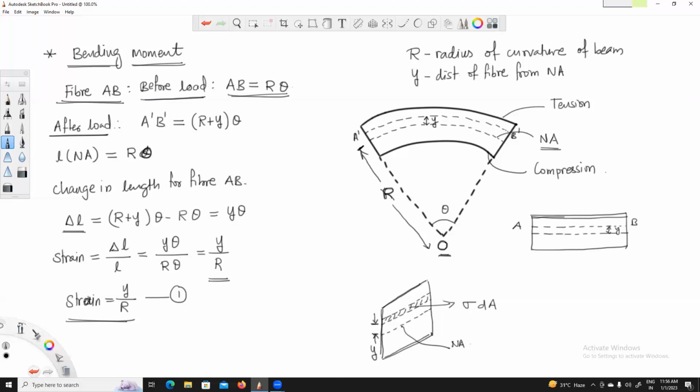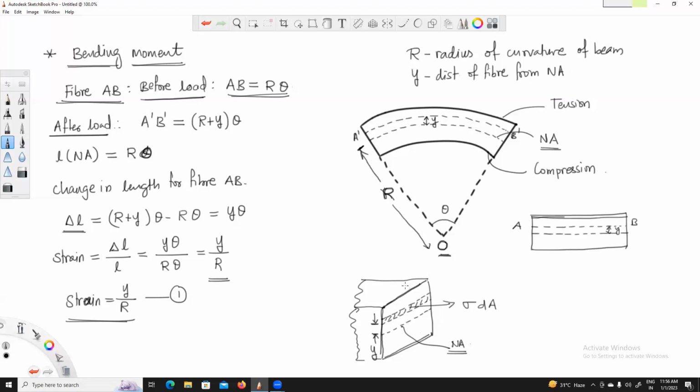Now we have obtained the relation for the strain of a fiber which is located at a distance y from the neutral axis, and it is given by y divided by r. So now let us look at the bottom figure here. I have shown this particular cross section of the beam over here. Again, this dotted line is the neutral axis. You are looking at the beam from the side view, and you have considered this particular small cross section, which is at a distance of y from it.